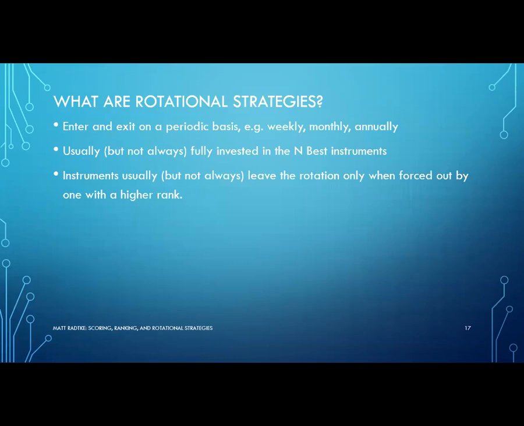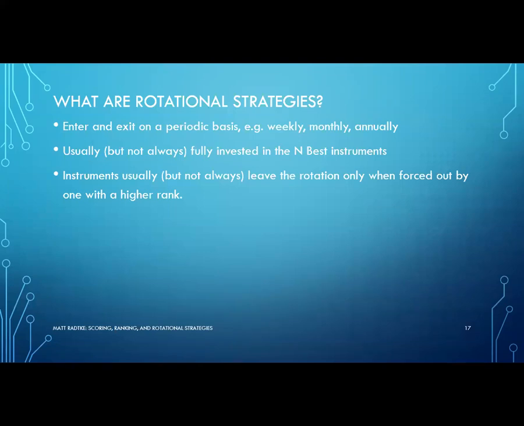Usually, not always, but usually a rotational strategy is fully invested in whatever the n best trading instruments are based on the position scoring, right? So the basic idea behind a rotational strategy is I have $10,000 worth of equity. I want to split that evenly between whatever the 5 best instruments are for me to be trading right now. So I'm going to put $2,000 into each of 5 different symbols, and the 5 that I pick are going to be based on my scoring.